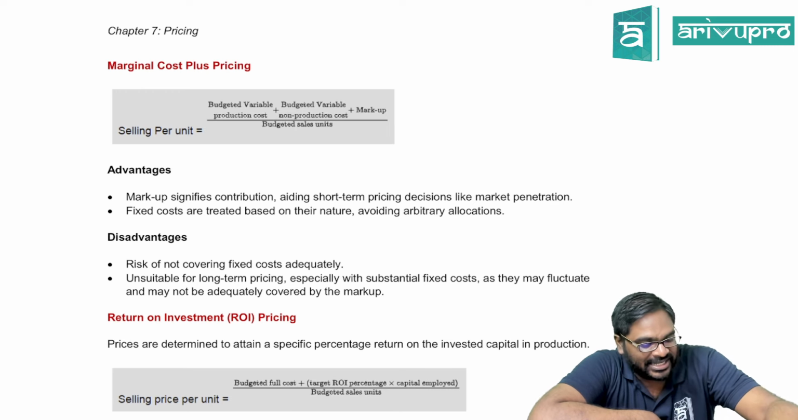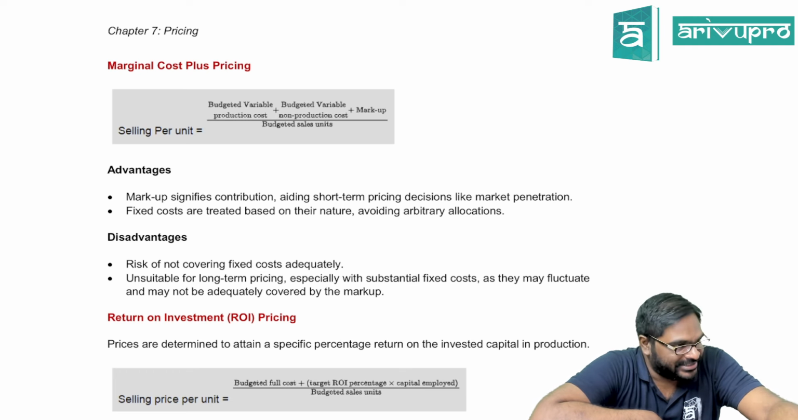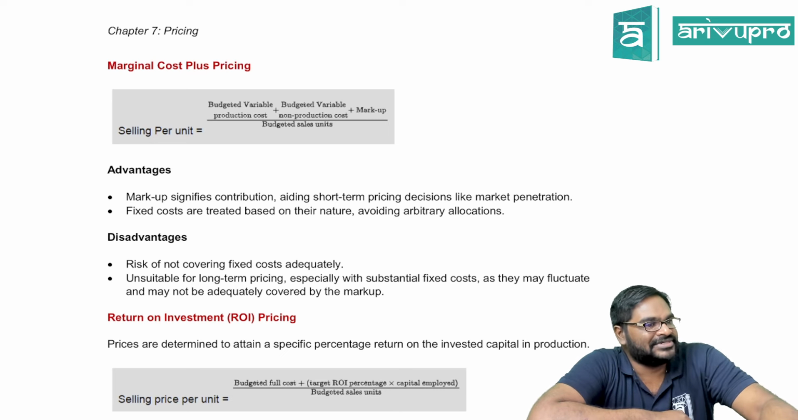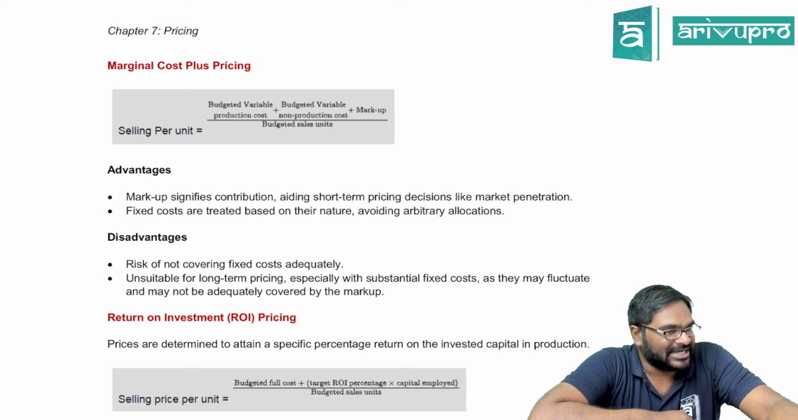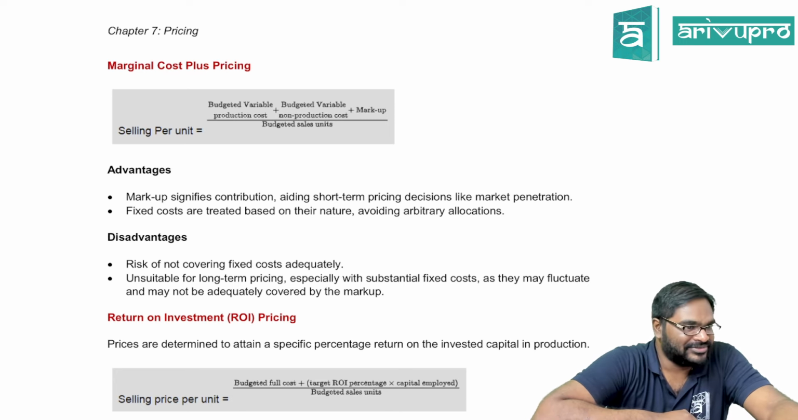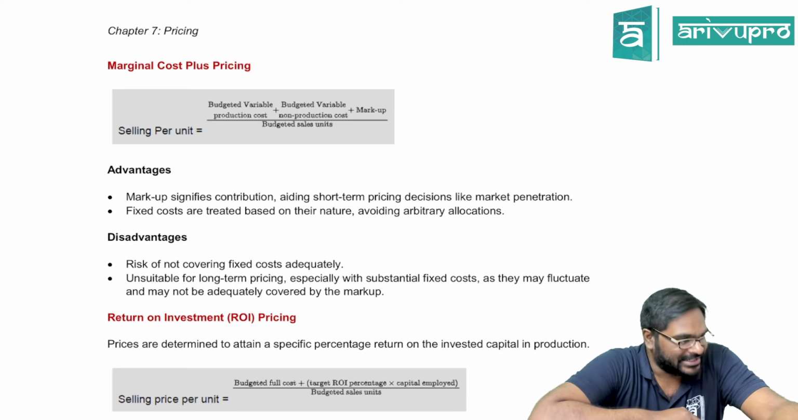And fixed costs are treated based on their nature. Now random allocation of fixed cost is avoided. Arbitrary allocation of fixed costs is avoided now. Now fixed cost will be allocated based on cost drivers. That means more or less we are trying to relate the cost to the respective product accurately rather than just allocating it. Are we okay?